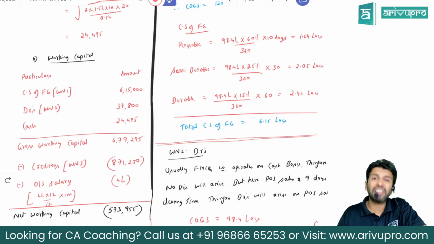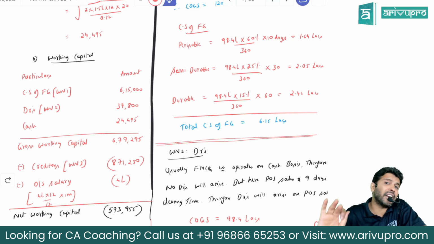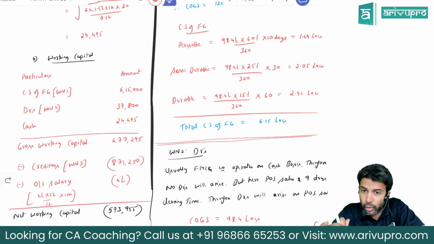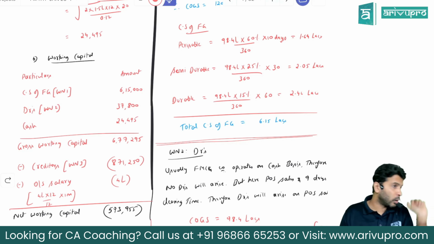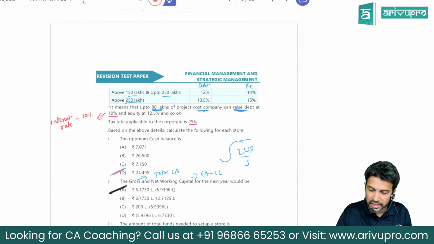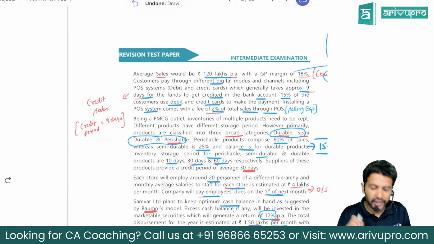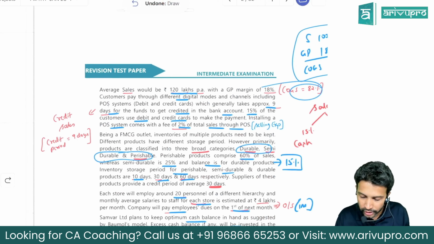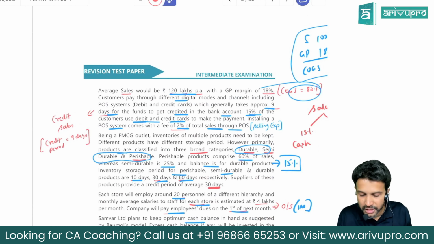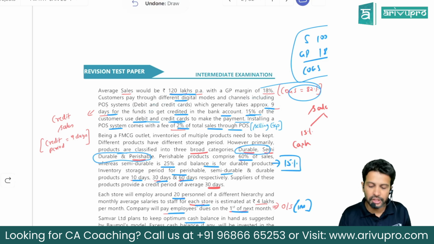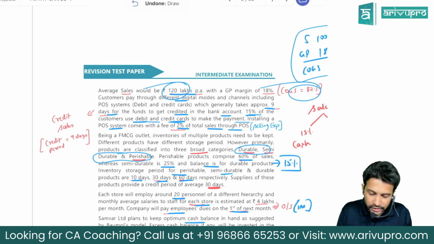Do we have any debtors? Ideally, this is a retail store, so should they have debtors? No. But since they sold the goods on a POS basis, that credit card customer is getting how many days of credit? 9 days. Because they told in the question that 15% of the customers use a card to make the payment, and it takes about 9 days for the funds to come to your bank account because of this credit card delay. So how much is the total sales? Total sales is 120 lakhs.